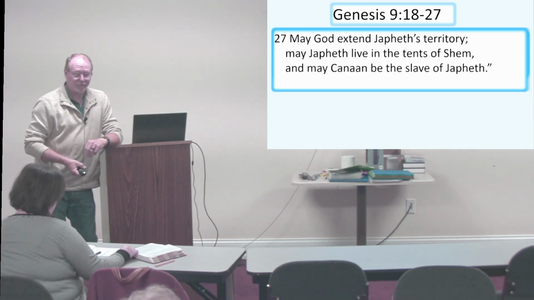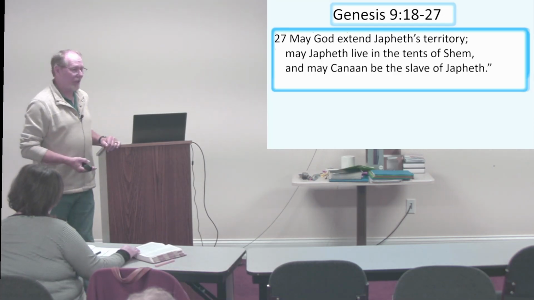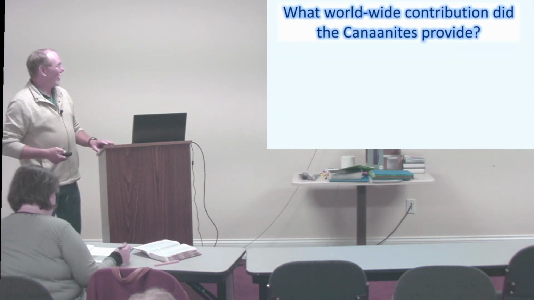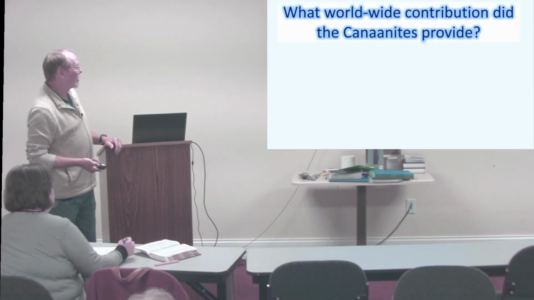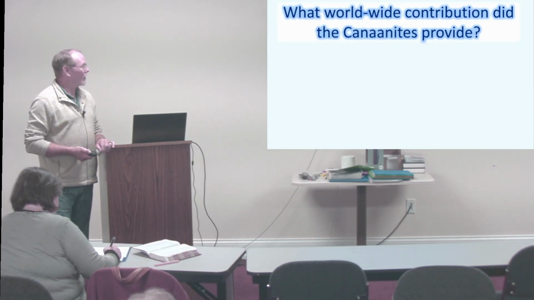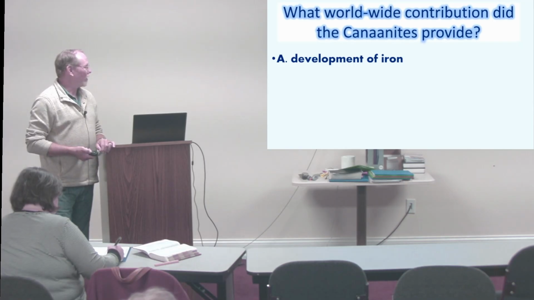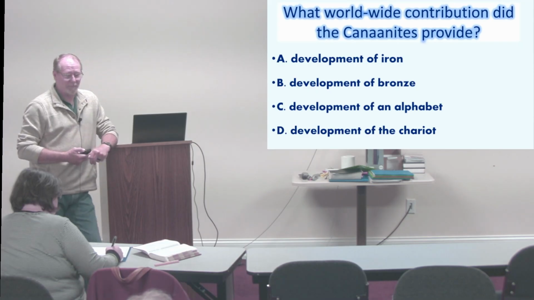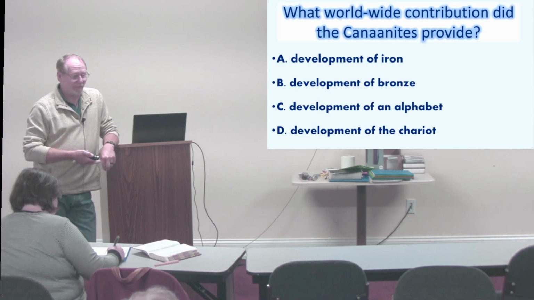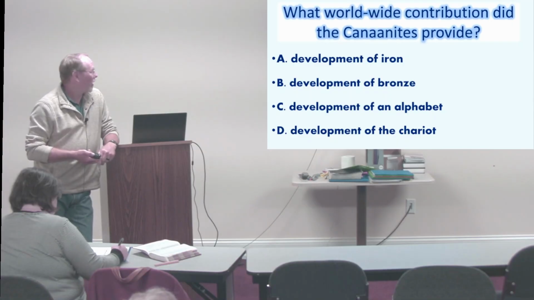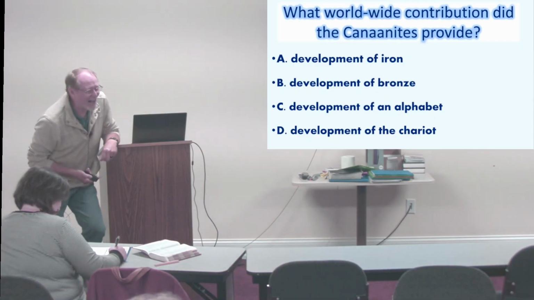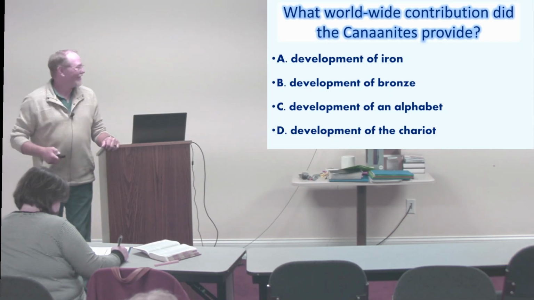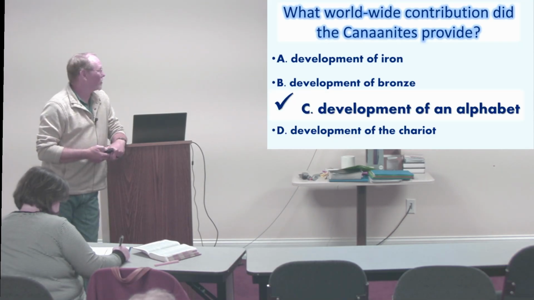So does this help explain why God might have chosen Canaan, that particular area? I mean, how did Ham get there? Oh, by the way, what worldwide contribution did the Canaanites provide? Development of iron, development of bronze, development of alphabet, or development of chariot? The iron. Iron? Actually, development of alphabet.